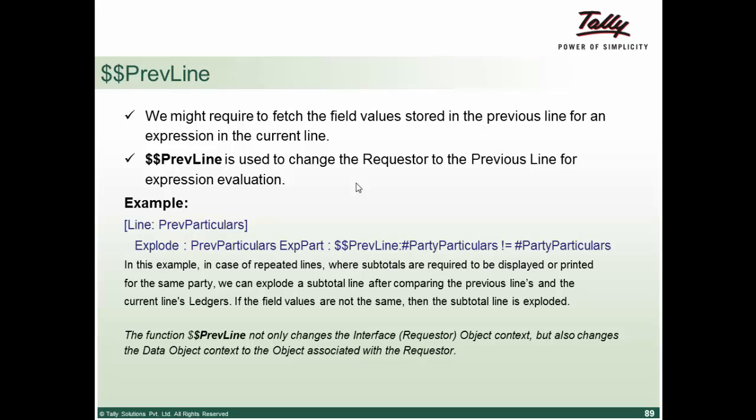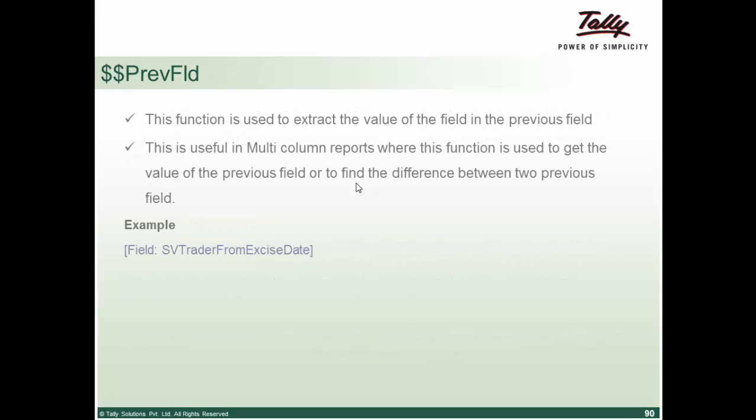So this is one simple example where we are trying to get subtotals and we are exploding to a part. We are validating whether the previous party name and the current party name are same or not. If they are not same, then only the part has to get exploded. So that's what we have tried to do.